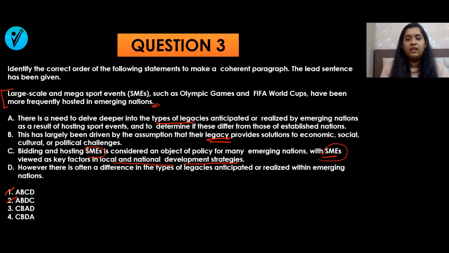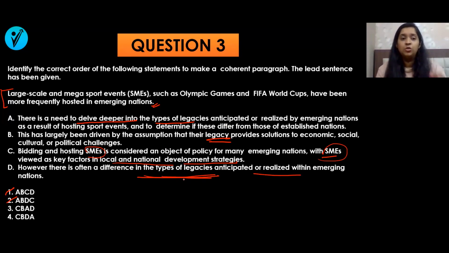Now, however, there is often a difference in the types of legacies anticipated or realized within emerging nations. There is a need to delve deeper into the types of legacies. So, types of legacies is being introduced in sentence D, and it is being continued to be spoken about in sentence A. So, D and A are what I like to call couple sentences or mandatory pairs. That is why D and A will come together, and that is only the case in option 4. So I can very conveniently choose option 4 as my correct answer. C, D, D, A.